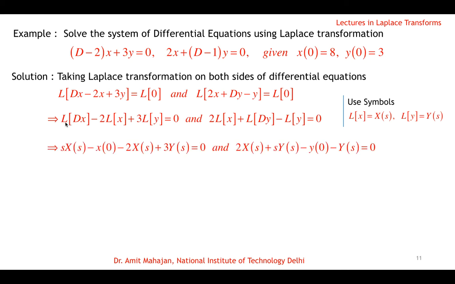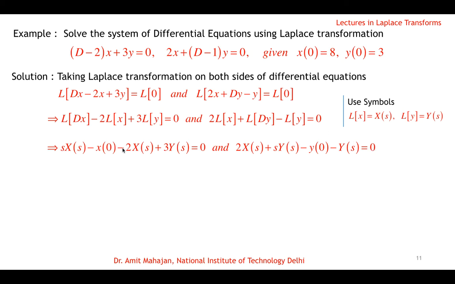So Laplace of derivative of x will be sX(s) minus x(0), these two terms, minus 2 times Laplace x, which is minus 2 times X(s), plus 3 times Laplace y, and Laplace y is Y(s), so plus 3Y(s) equal to 0. Similarly, 2 times Laplace x is 2X(s) plus Laplace of derivative of y, so sY(s) minus y(0), these two terms for this derivative, and minus Laplace y is minus Y(s) equal to 0.